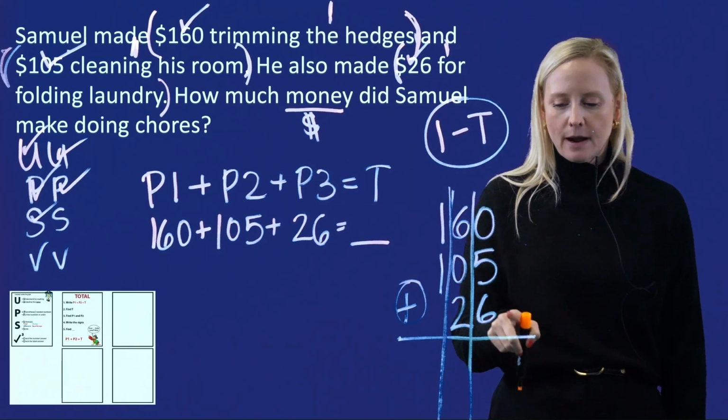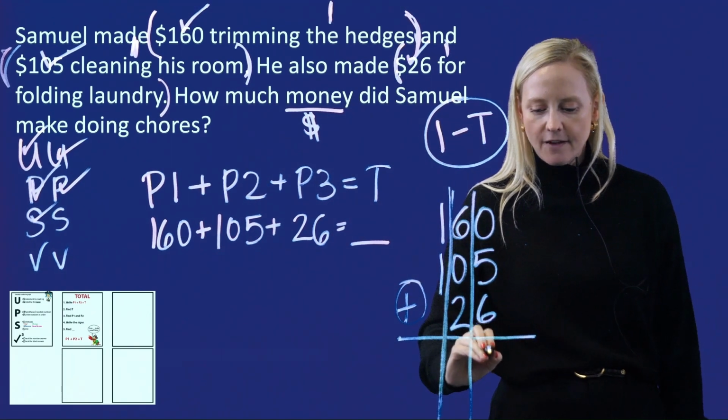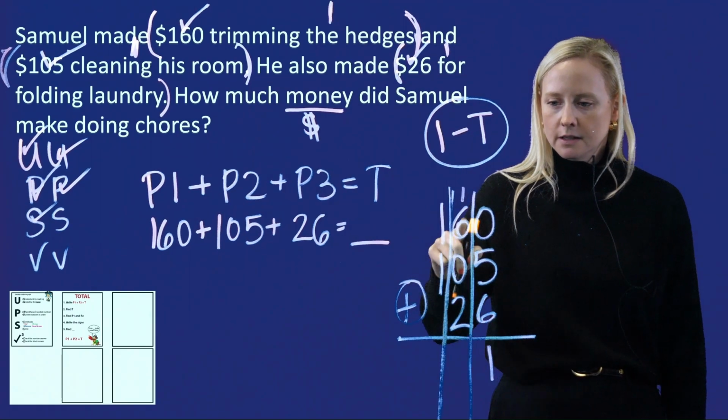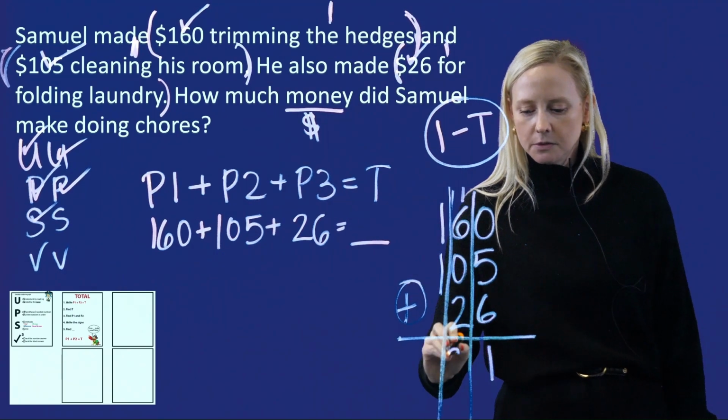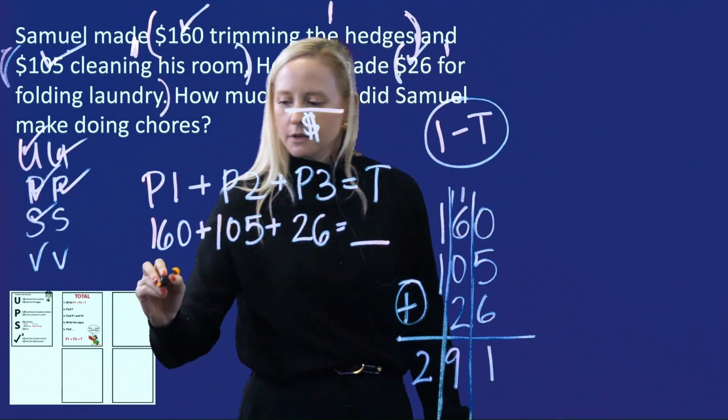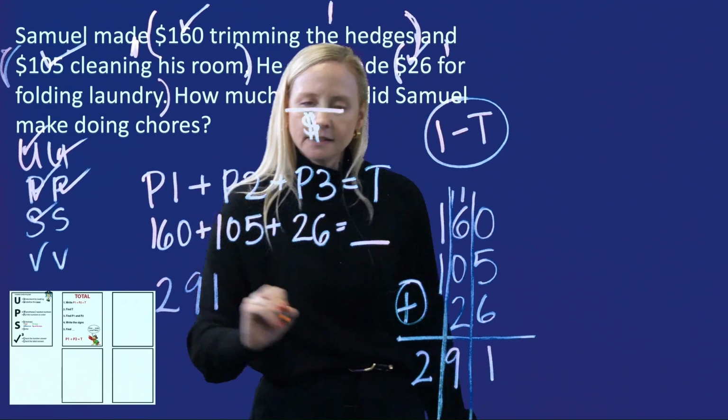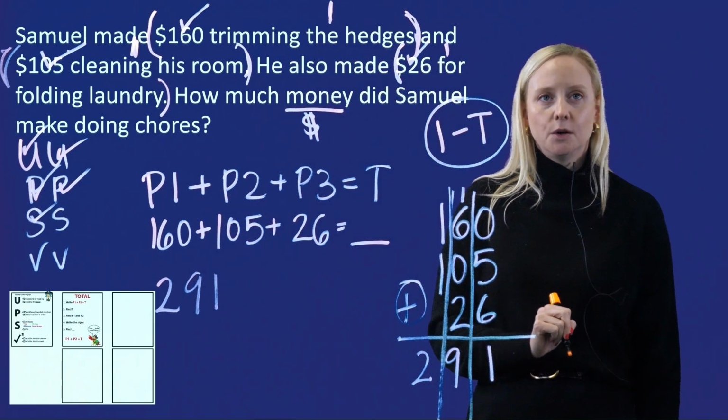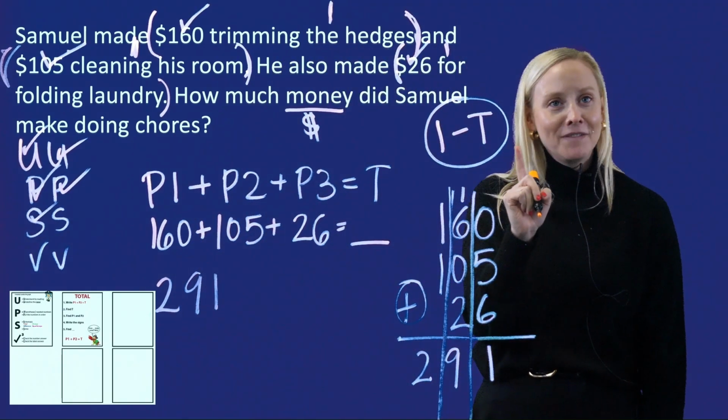I'm going to start in my ones column. 5 plus 6 is 11. I need to regroup. 6 plus 1 is 7 plus 2 is 9. And then in the hundreds column, I have 2. So my number answer is 291. But I'm not finished.